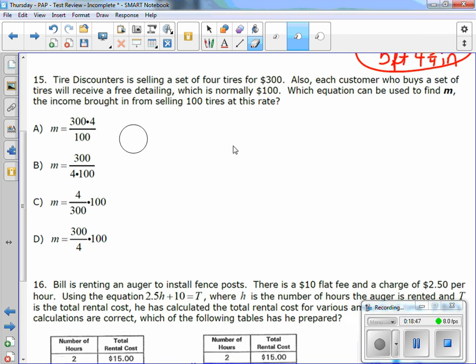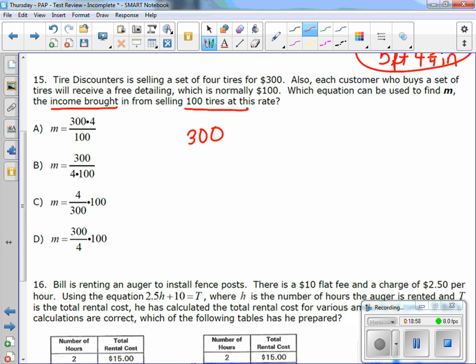Sorry, I had to stop for a second and reread my problem. So it says we're actually looking at the income brought in from selling 100 tires, not 100 people. So each tire set is $300, but there are 4 tires. So if we divide that, that's going to tell us how much it is for 1 tire.